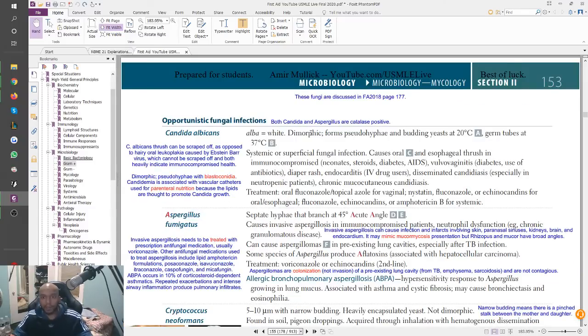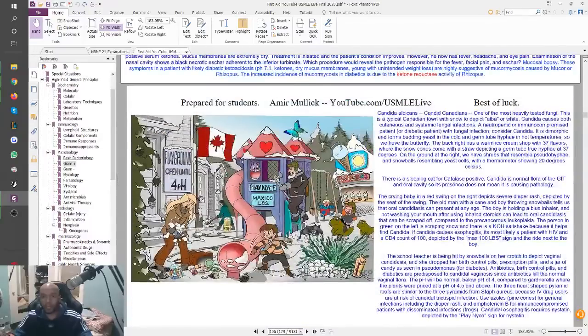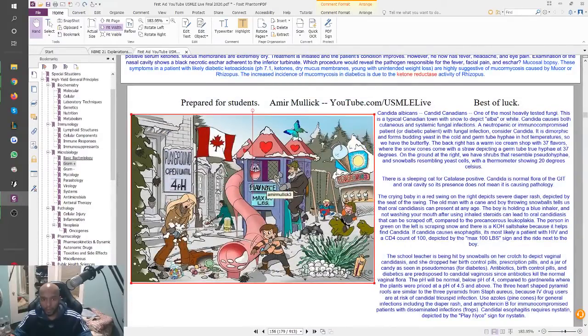Candida, they tell you, is dimorphic, forms pseudohyphae and budding yeast at 20 degrees Celsius, and germ tubes at 37 degrees Celsius. A bunch of other information is given, but with all things, Candida is not completely discussed in First Aid. So when we look at Sketchy Micro, they talk about it a lot more, right?